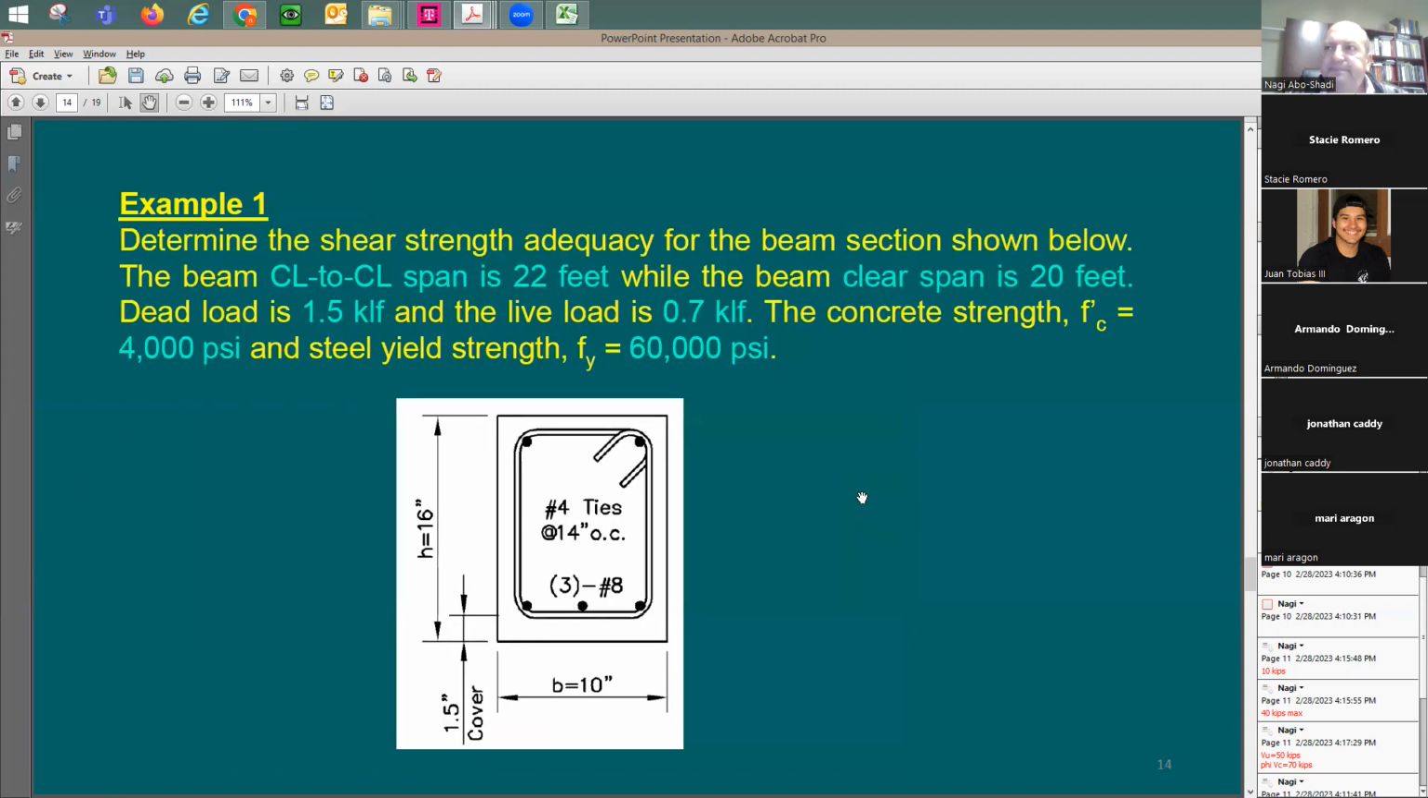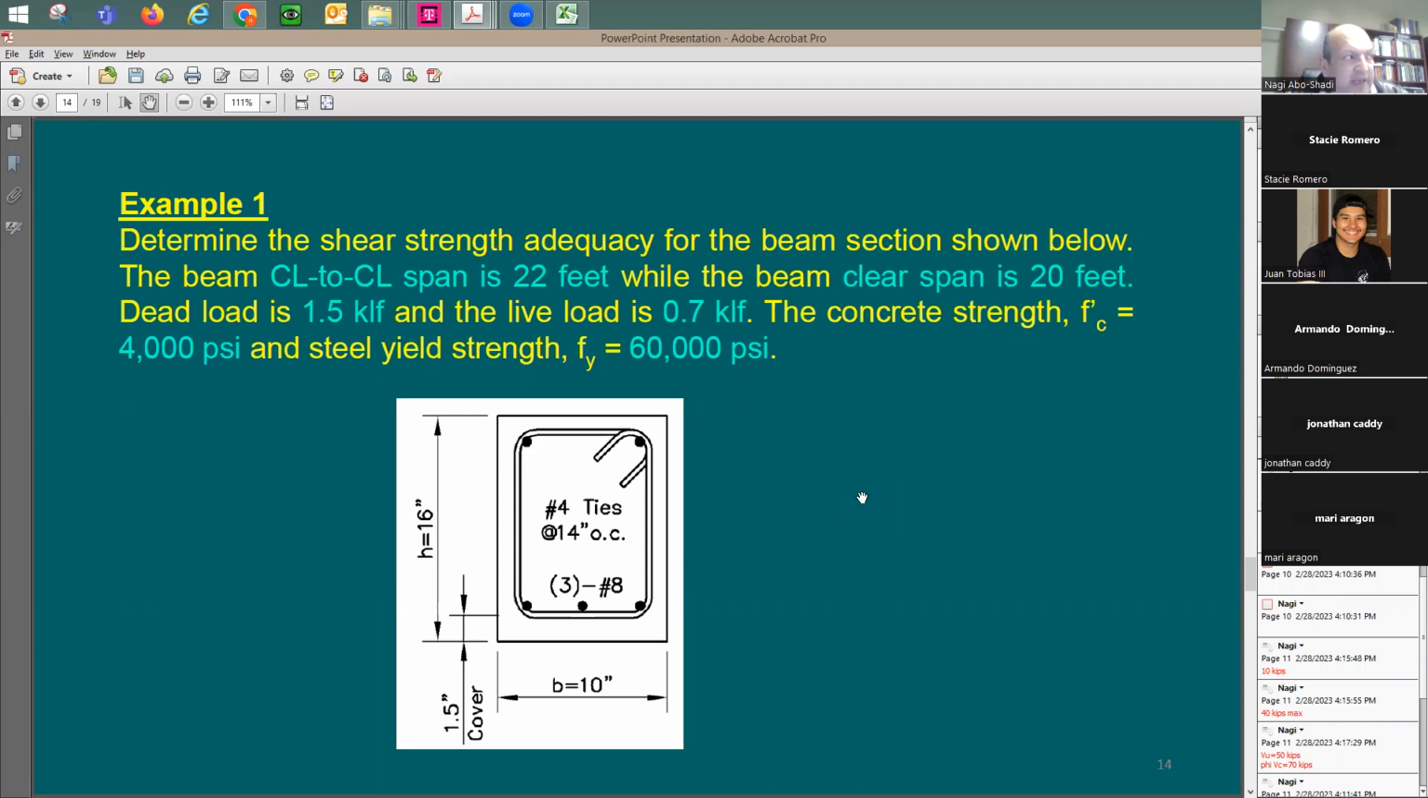One example. This is the same example that we have done when it comes to flexure, if you guys recall that. It says here, determine the shear strength adequacy for the beam section shown below. The beam center to center line span is 22 feet, while the beam clear span is 20. So there's something called center to center span, something called clear span.